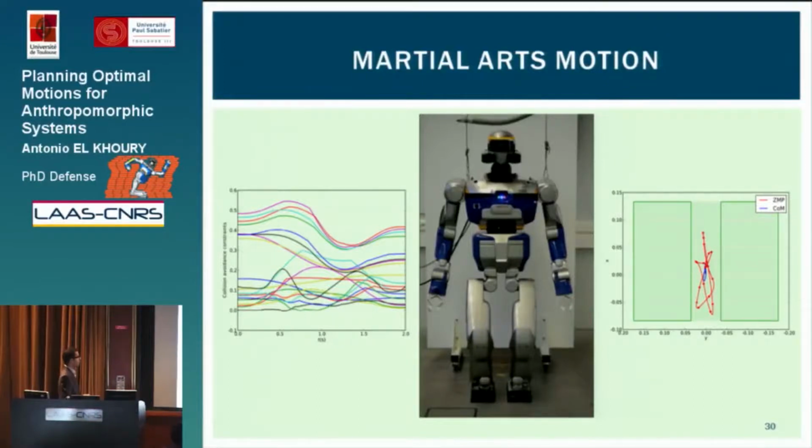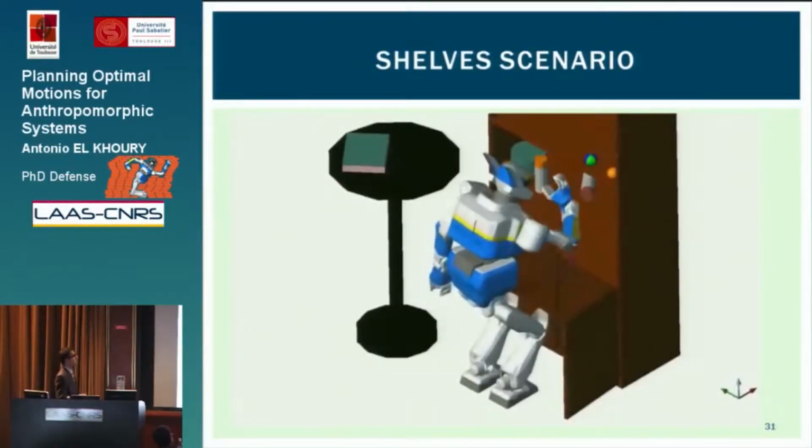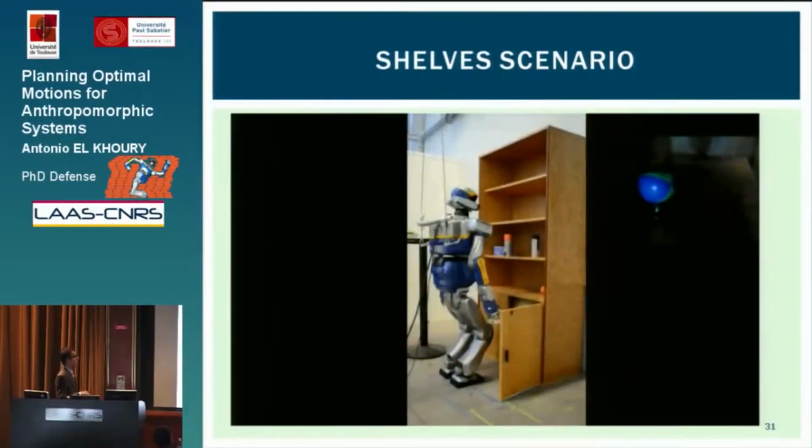But otherwise we have a kind of saturation here for these constraints. And to the right we can see the evolution of the ZMP in red. And we can see that it stays inside the support polygon defined by the 2 feet on the ground.